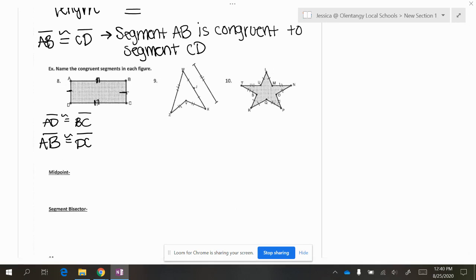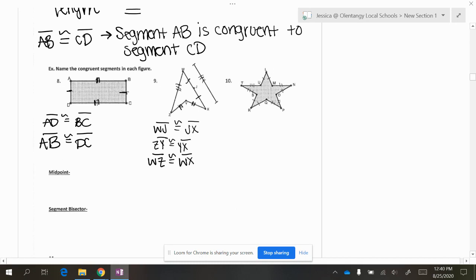This one, start with just 1. So segment WJ is congruent to segment JX. They both have 1 dash on them. And then we can go to 2. 2 dashes, 2 dashes. So segment ZY is congruent to segment YX. Then moving on to 3 and 3. Segment WZ is congruent to segment. Now this one's not named, but it's talking about this whole segment right here. Okay, so segment WX.